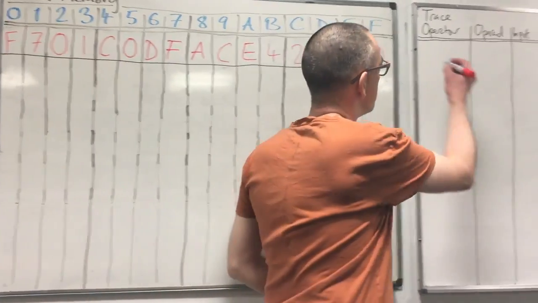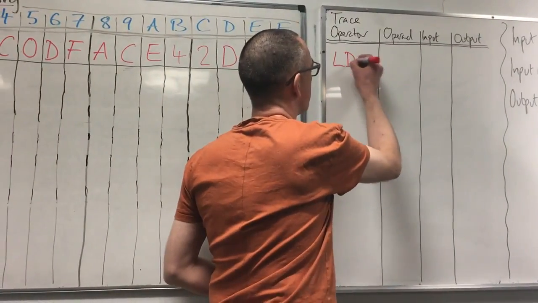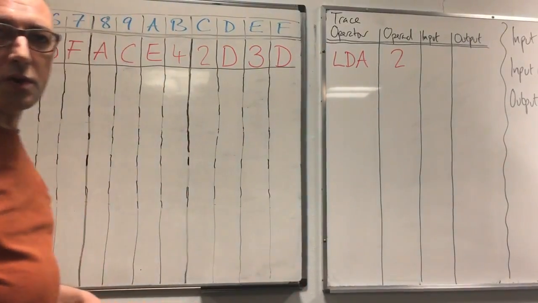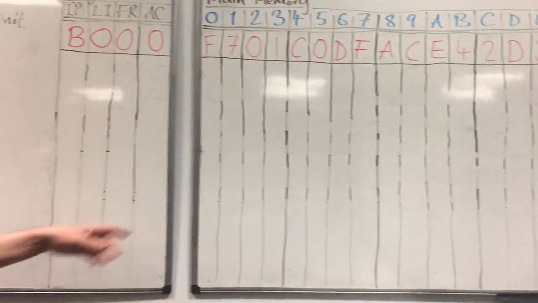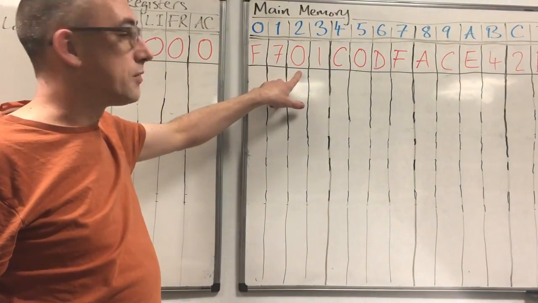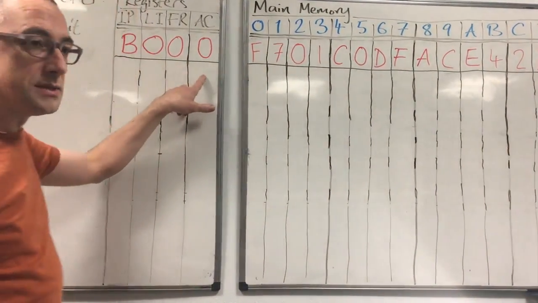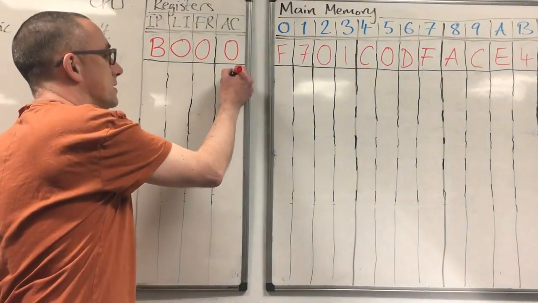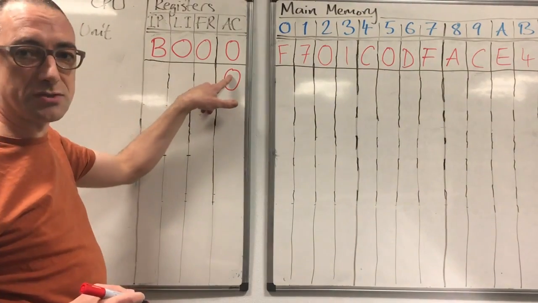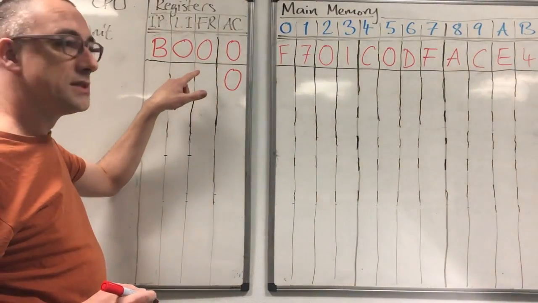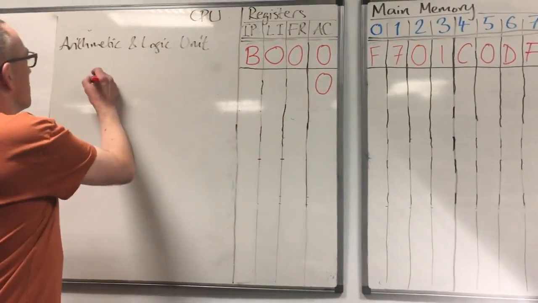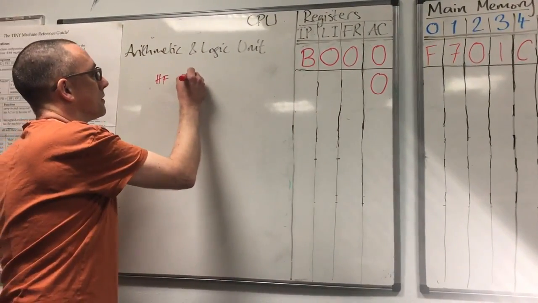So let's write the instruction in the trace. LDA 2. Now, what does it do? Well, it collects the value stored in location 2, that's 0, and it loads it into the accumulator. So the accumulator actually remains 0. But crucially, because we've just written a 0 to the accumulator, the 0 flag must be set. So let's see what happens.